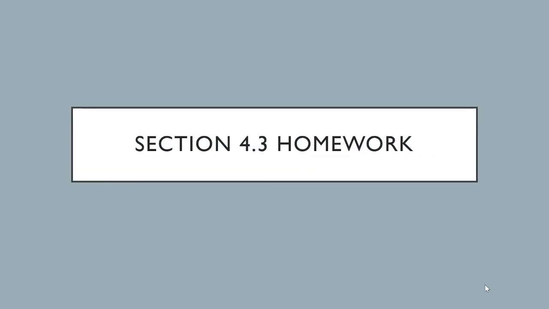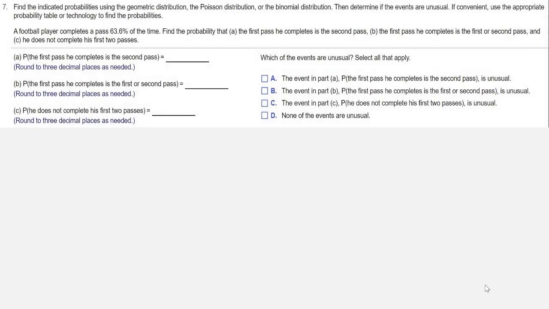So we're looking at homework from section 4.3 today. This is question number 7. Find the indicated probabilities using the geometric distribution, the Poisson distribution, or the binomial distribution. Then determine if the events are unusual. If convenient, use the appropriate probability table or technology to find the probabilities.